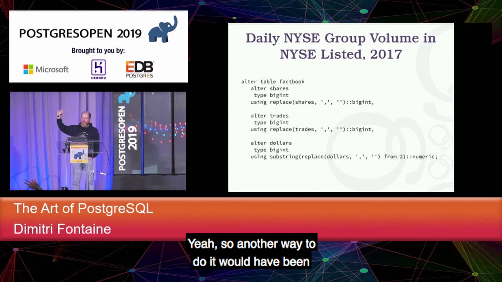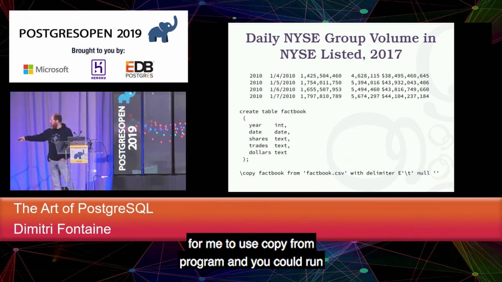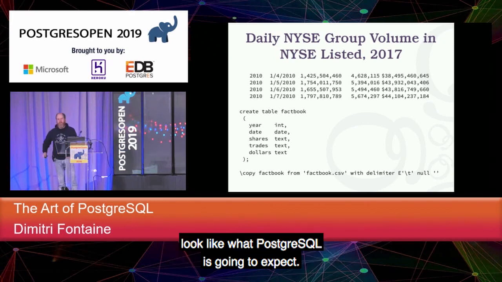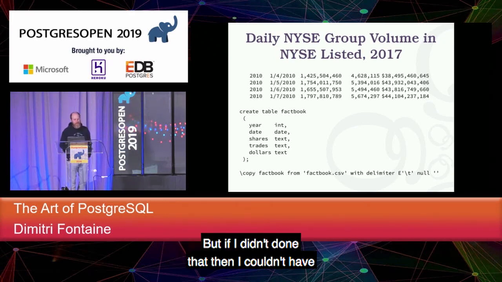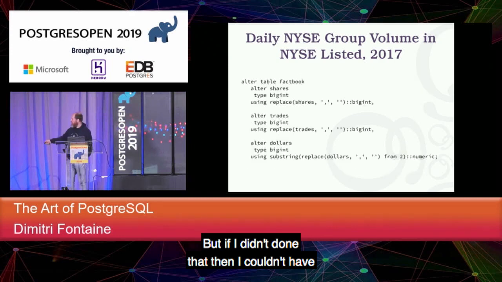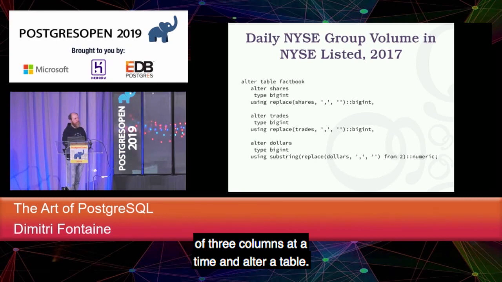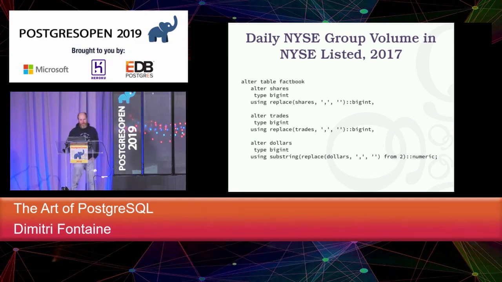Yeah. So another way to do it would have been for me to use copy from program, and you could run a sed or awk or Python filter to filter the data and make it look like what PostgreSQL is going to expect. But if I had done that, then I couldn't have shown you that you can do it in a single statement, the 3 columns at a time alter table. Okay?